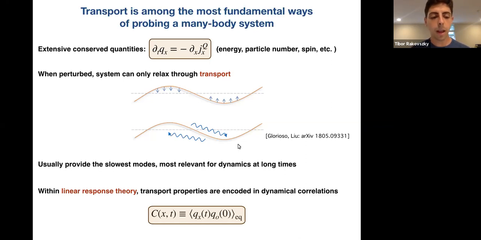And within linear response theory, these are encoded in calculating equilibrium dynamical correlations. So these are unequal time correlators of the conserved densities, but they're evaluated in equilibrium. And if you knew all of these, you can use this to calculate all the important transport properties at the level of linear response; they are encoded in these.